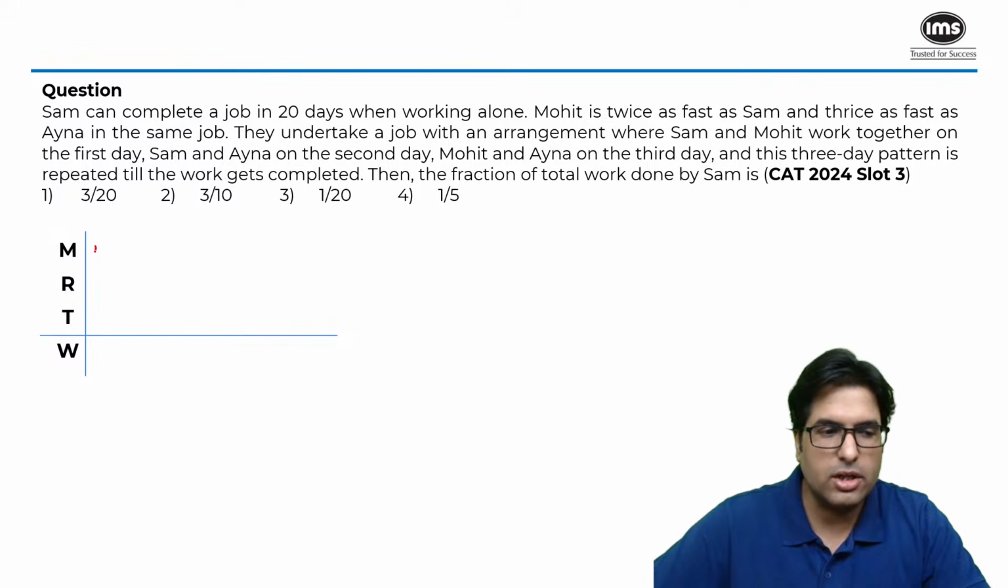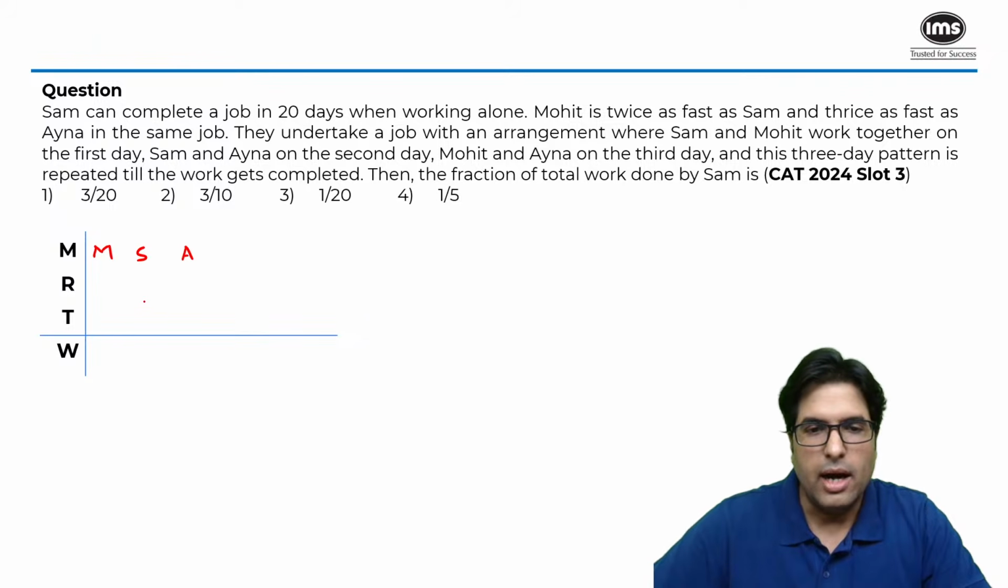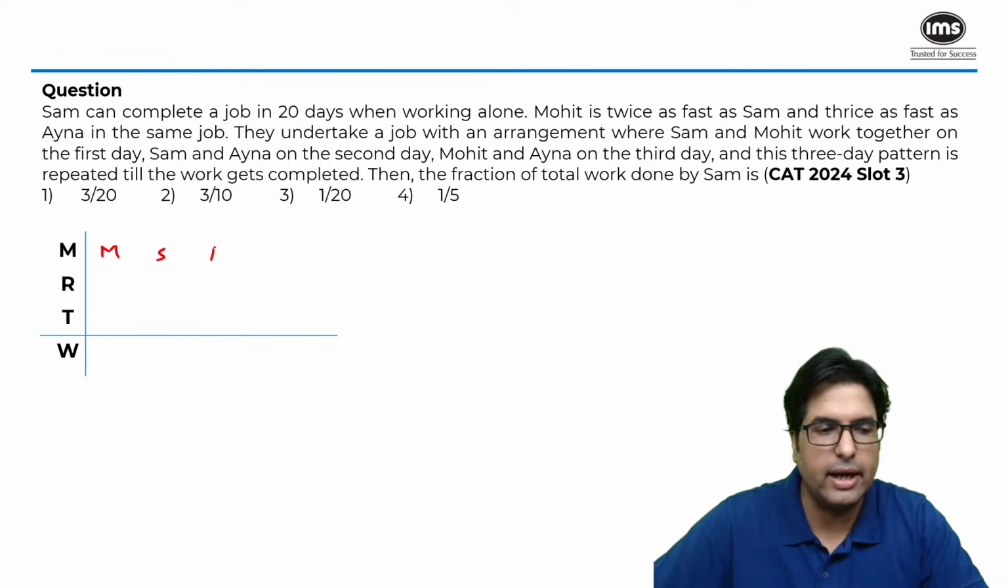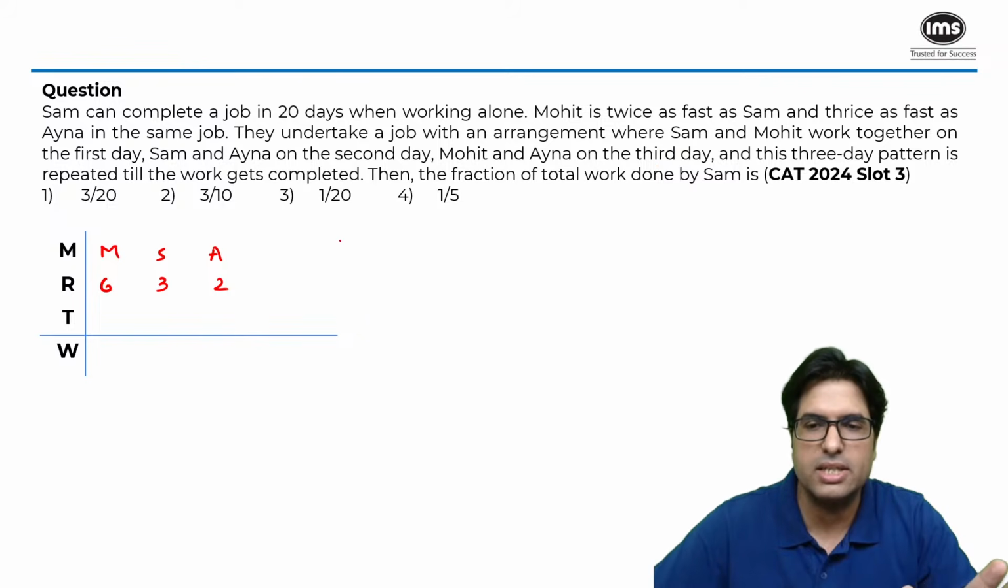So I'll start with the structure for the three people: Mohit, Sam, and A. Mohit is twice as fast as Sam, so if Sam is 1, Mohit is 2. And Mohit is thrice as fast as A, so for A the rate will be 2 by 3. It's always a good idea to deal with integers, so I'll multiply all the values by 3. 2 3s are 6, this becomes 3 and this becomes 2. Just remember 6, 3, 2. I'll erase this and write the corresponding rates for M, S and A as 6, 3 and 2. You can cross verify: Mohit is twice as fast as Sam and still thrice as fast as A.